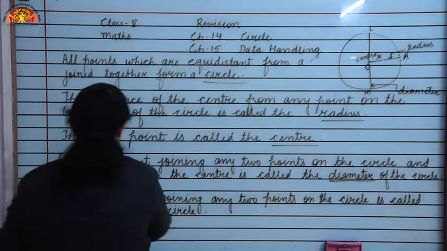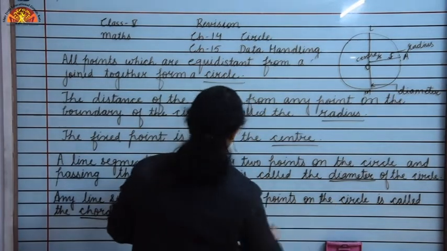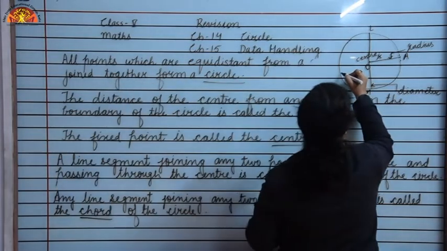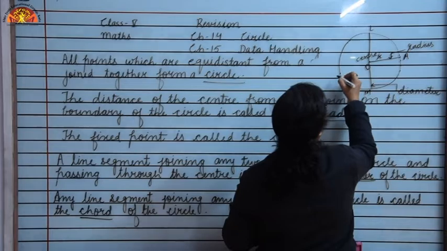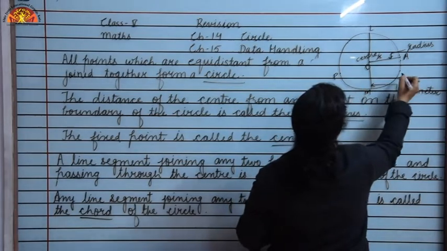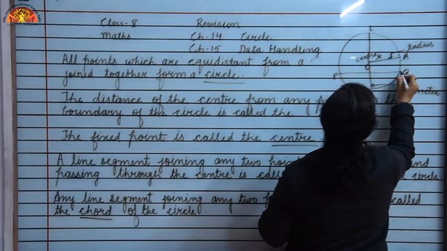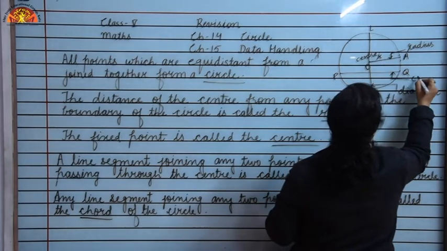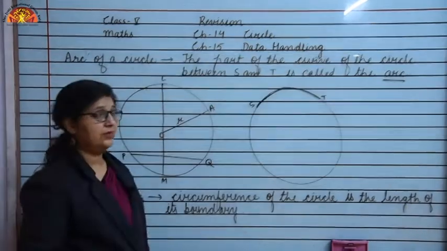Now next, any line segment joining any 2 points on the circle is called a chord of the circle. Again, when we take 2 points on the circle, suppose these are P and Q, and when we join these 2 points, this is a chord of the circle.